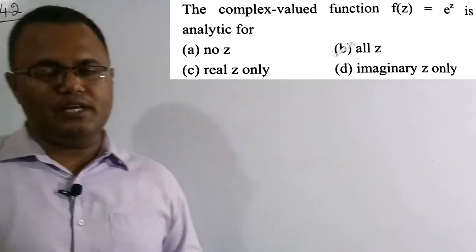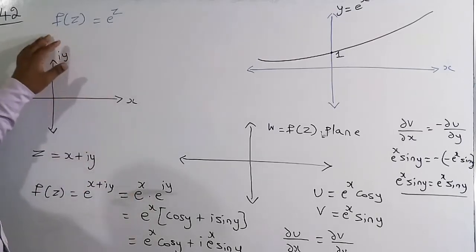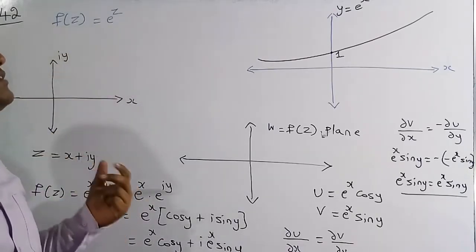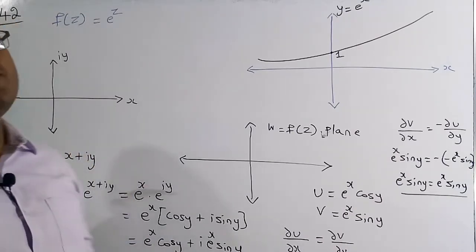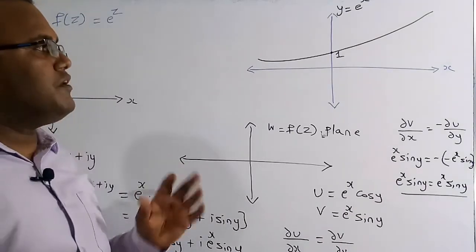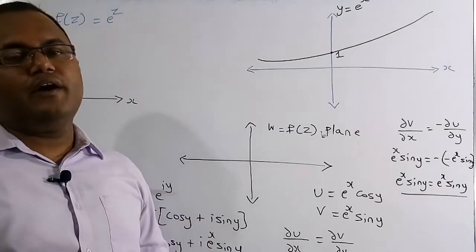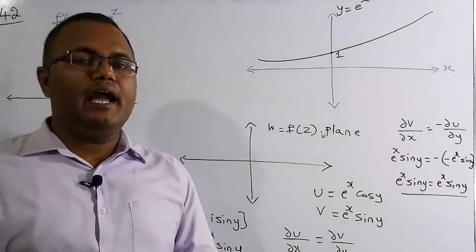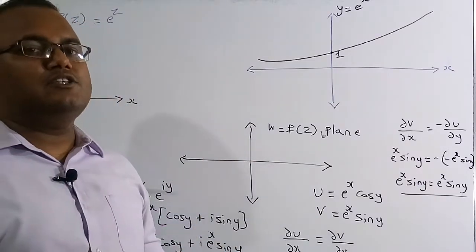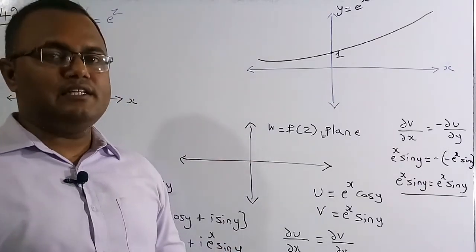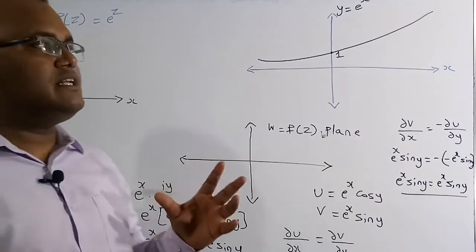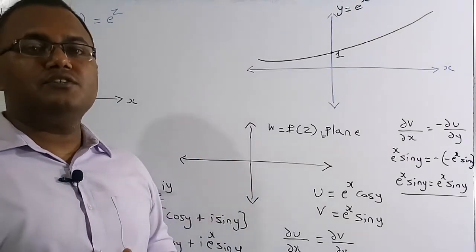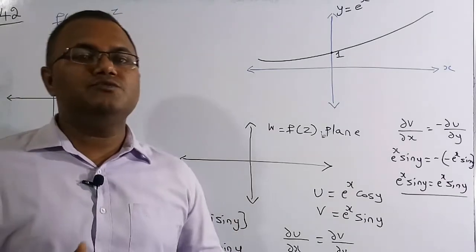So let's solve this numerical. Now in the question they have given f of z is equal to e to the power of z. We have to know at what range of z the function is analytic. So basically the meaning of analytic is that the function should be continuous at each and every point, and it means that the function should be defined at each and every point. That range is what we call the range where the function is analytic, means at what range of z the function is defined, and also in that range we can say the function is continuous. So what is that range we need to figure out.